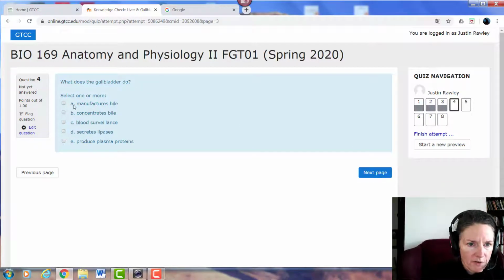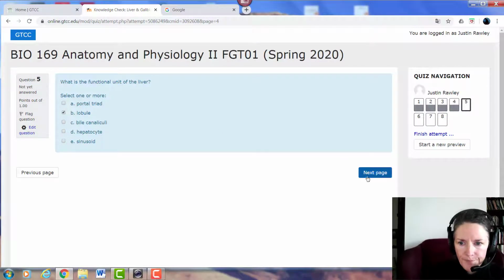What does the gallbladder do? Concentrates bile. What is the functional unit of the liver? Well, that would be the lobule, which is made up of hepatocytes and sinusoids, but the hepatocyte is the cell. The functional unit is the lobule. I see a lot of people miss that on tests, by the way.